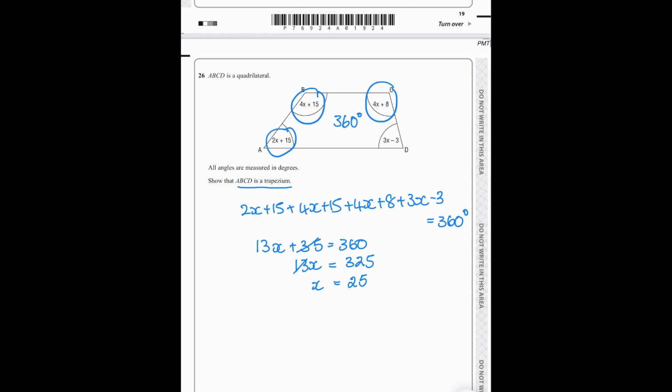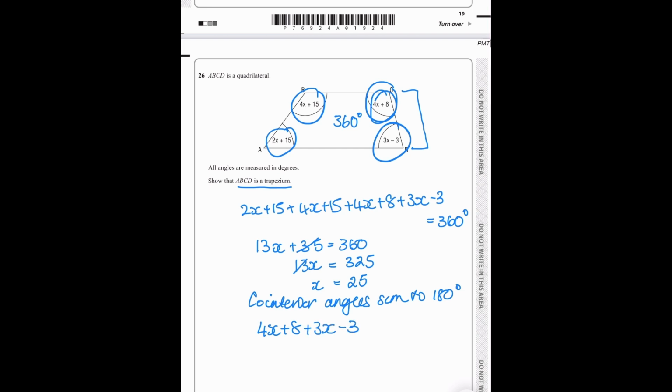Now, if this is a trapezium, these two would be co-interior angles. So co-interior angles sum to 180 degrees. So if this is a trapezium, this and this would equal 180 degrees. So 4x plus 8, add 3x minus 3 should equal 180.